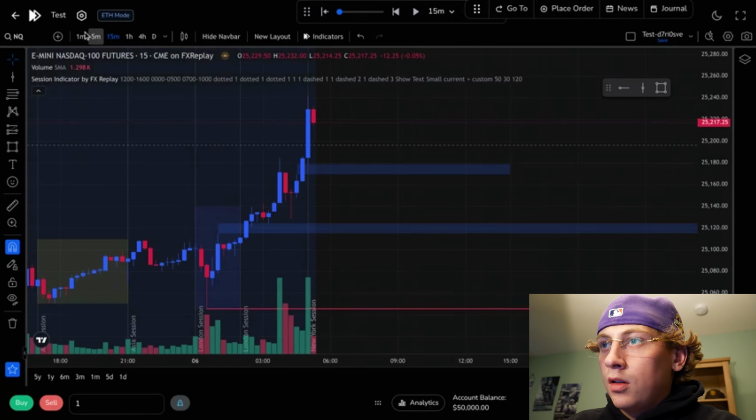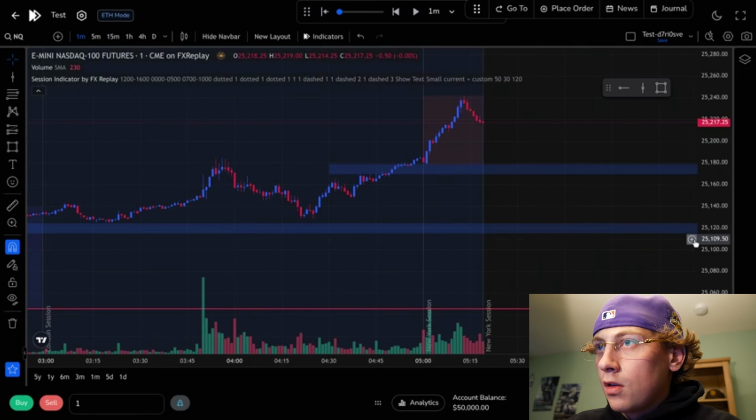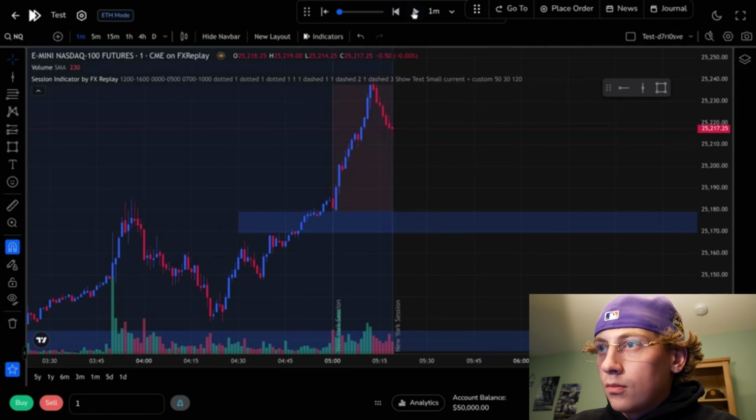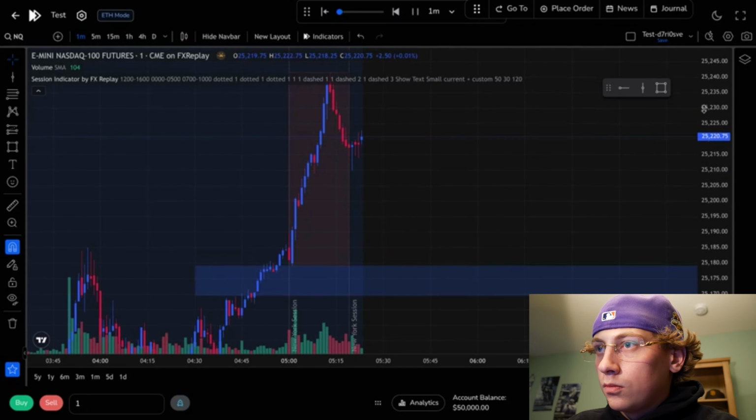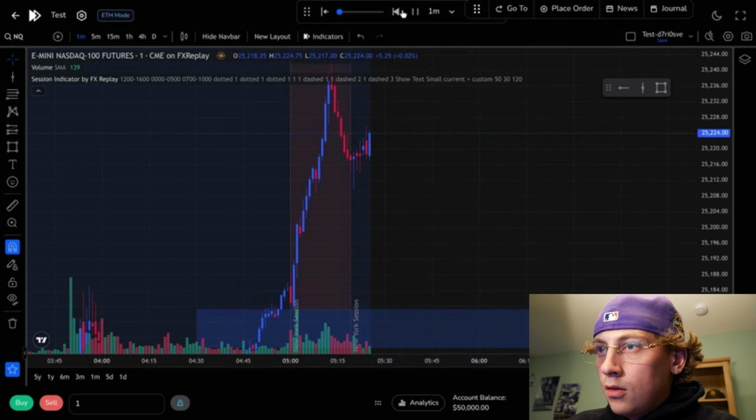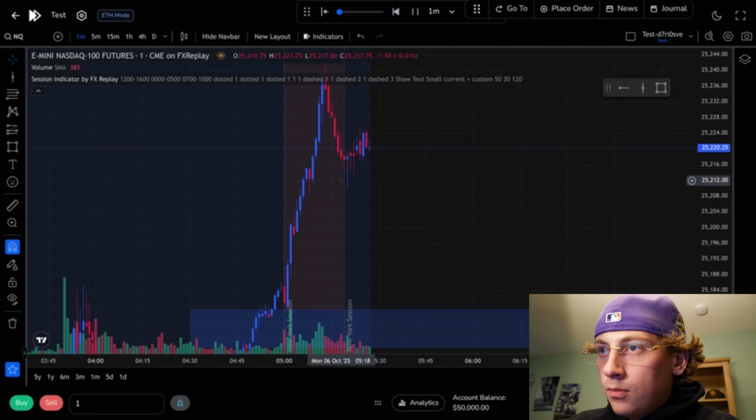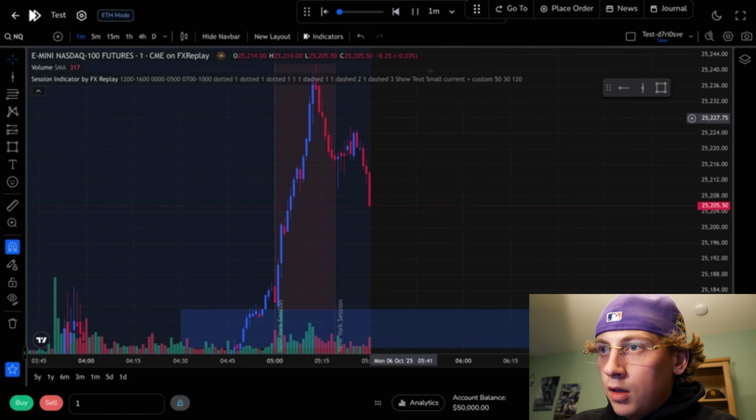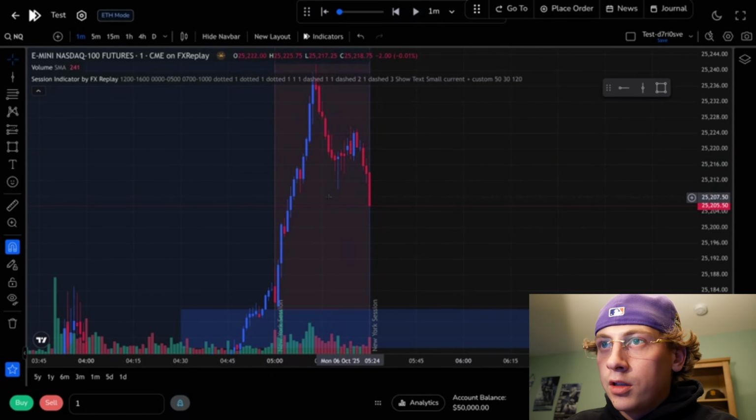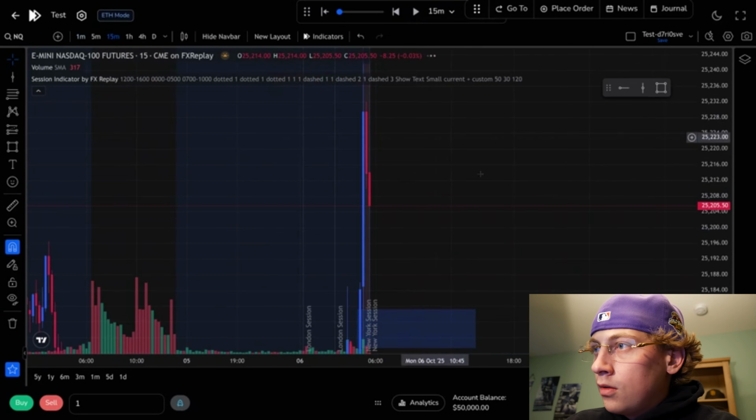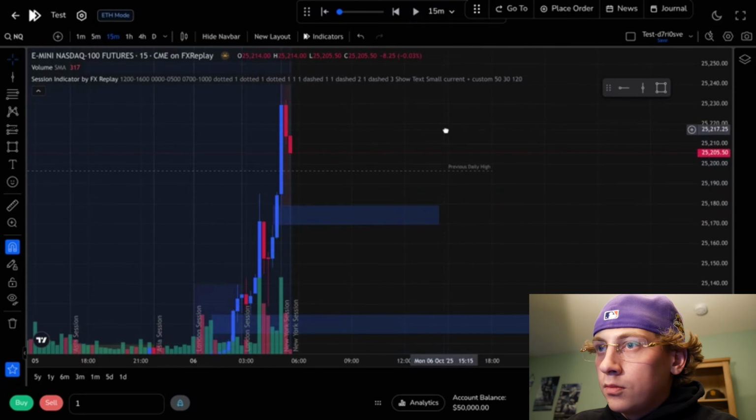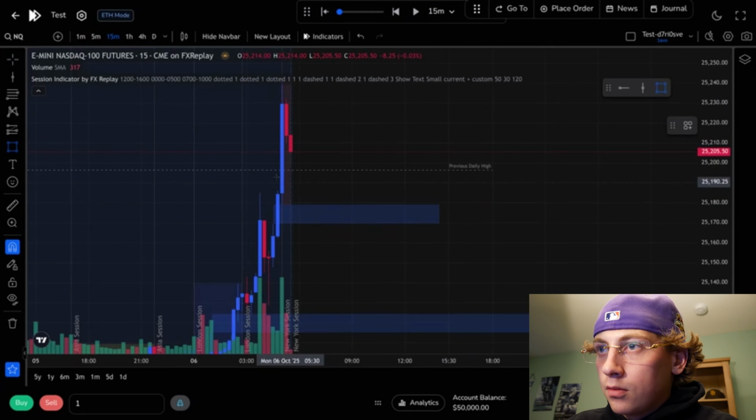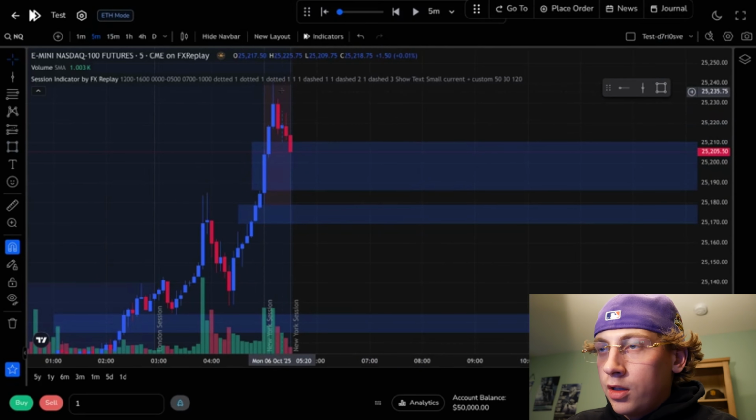So let's go down to the 1 minute here. Let's see how this plays out. So once we break this low right here, right now, that is a break of structure. And we're still trading in this gap here. So we have our liquidity sweep, we have our break of structure.